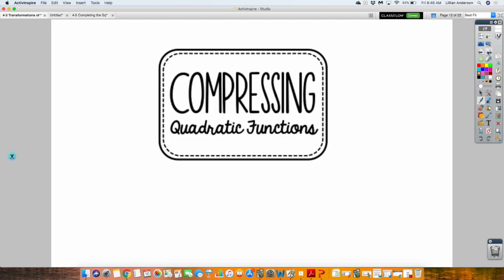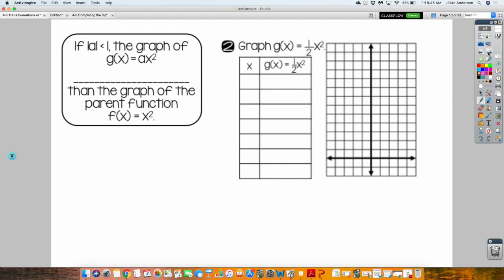Okay. That's stretching. Compressing is when the absolute value of a is less than 1. I want you guys to write this in there. Make it so that a is greater than 0 but less than 1. Add that in there. Okay? So the absolute value of a is in between 0 and 1. Then the graph of ax squared is getting wider than the graph of the parent function x squared. It's getting wider. It's getting bigger.